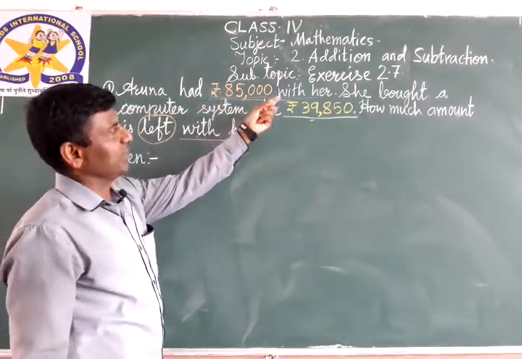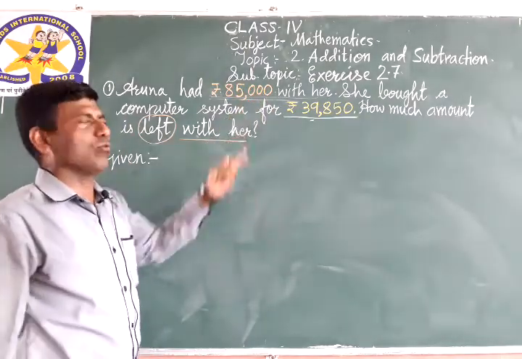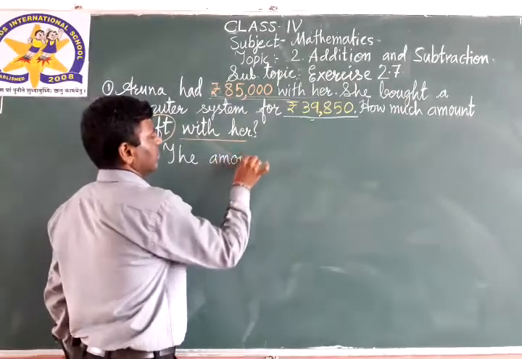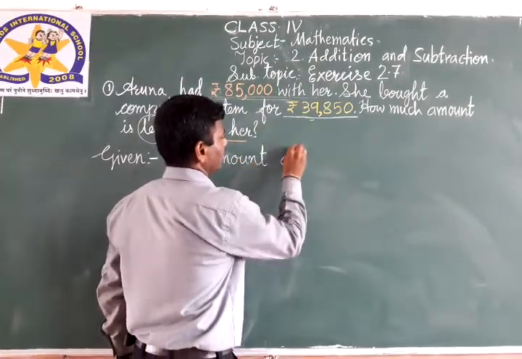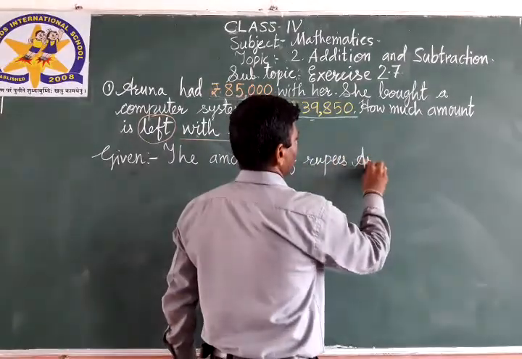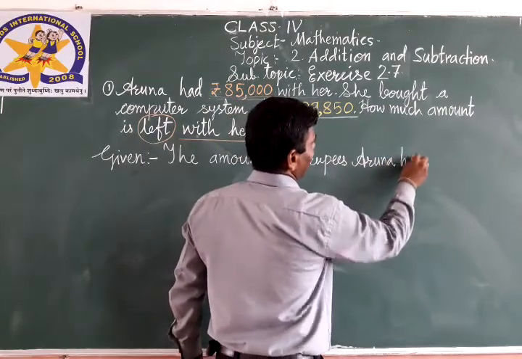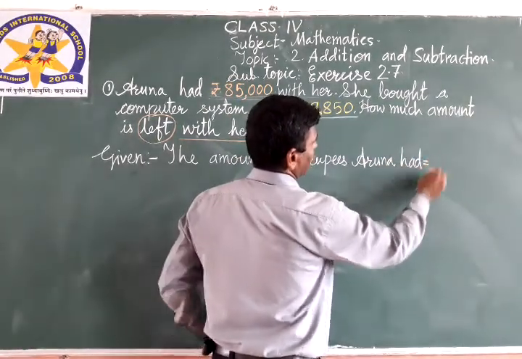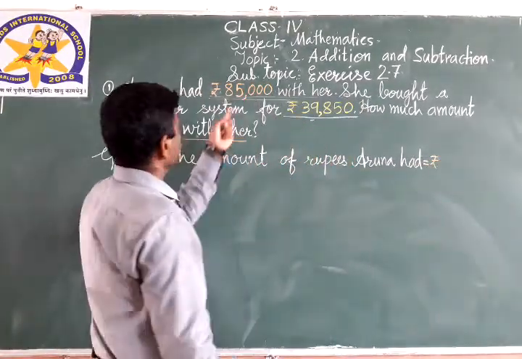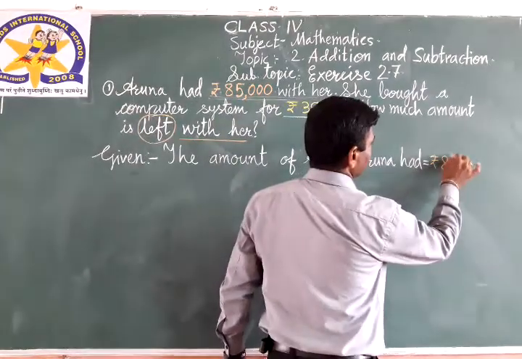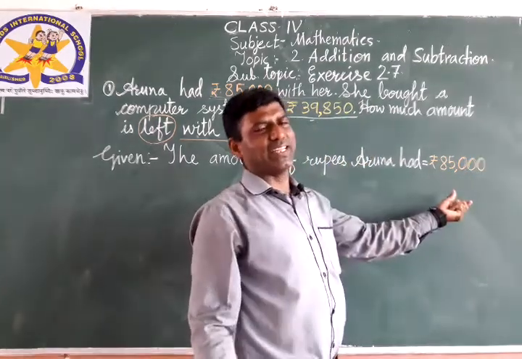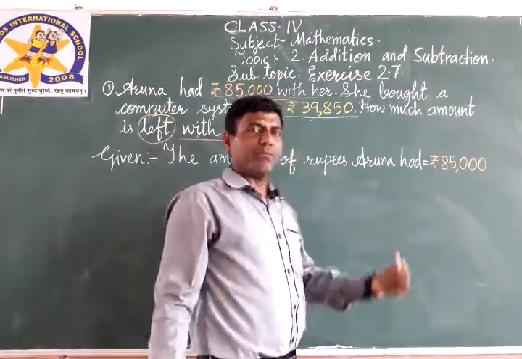Aruna had rupees, this one with her, means the amount of rupees Aruna had. How much rupees? 85,000. How much money does Aruna have? She has 85,000 rupees. Now, out of this, what did she take?